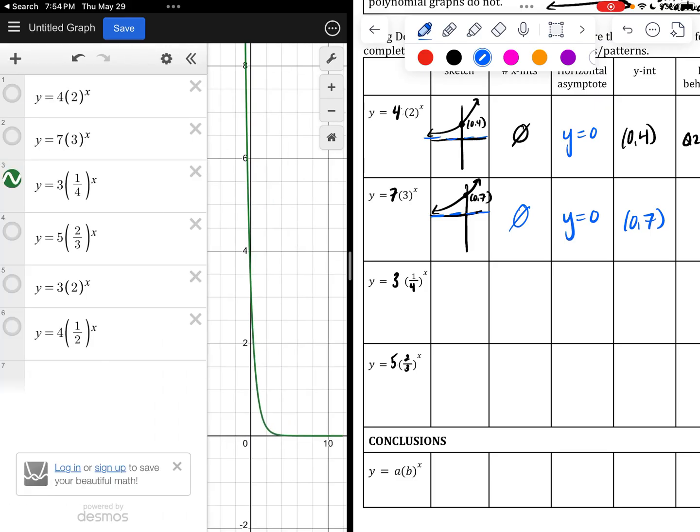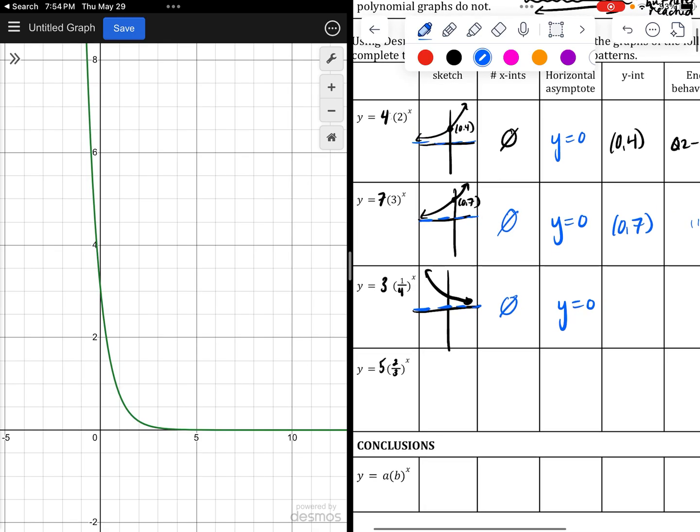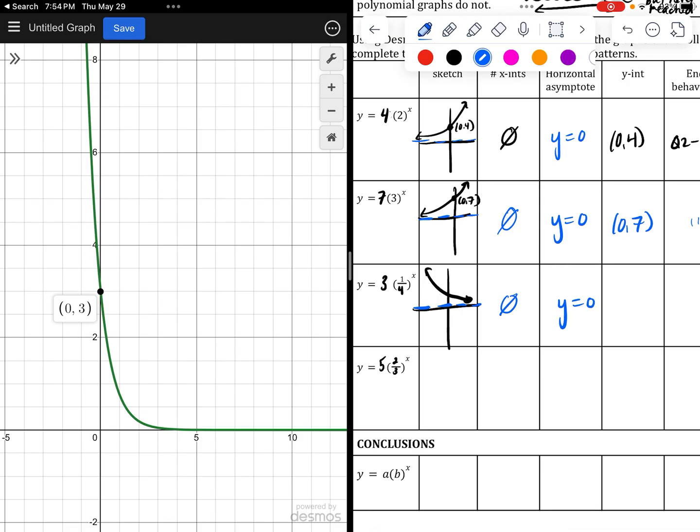So now let's go to what happens when the base becomes a fraction. So let's turn that one on. So you might notice that the graph, instead of looking like it's increasing, now looks like it's decreasing. So again, it's never going to be able to hit y is equal to 0, so there cannot be any x-intercepts. Okay, and I'll check here, the y-intercept is at 0, 3.